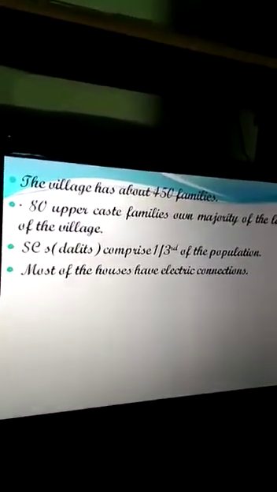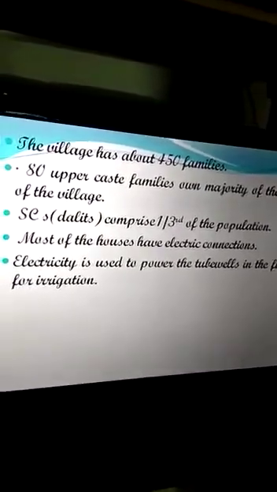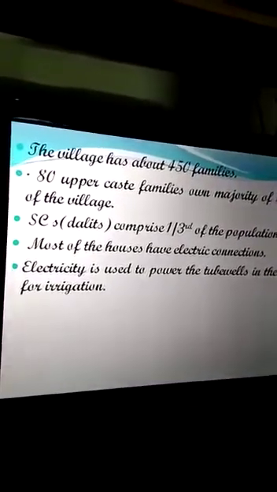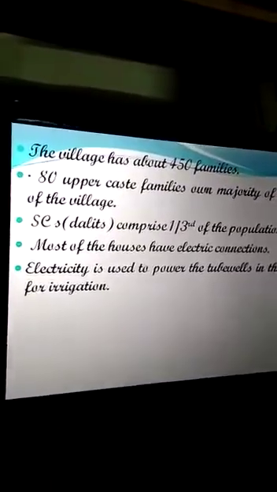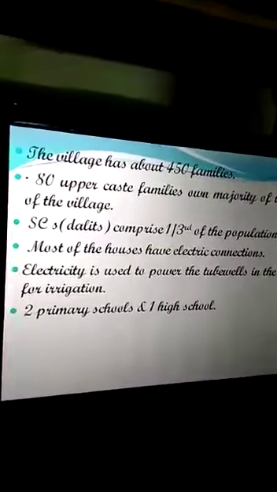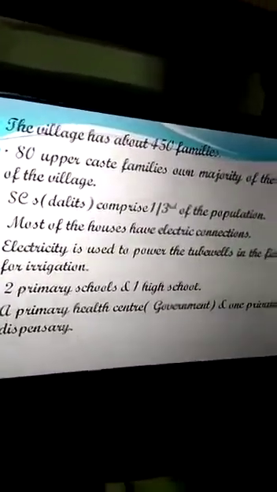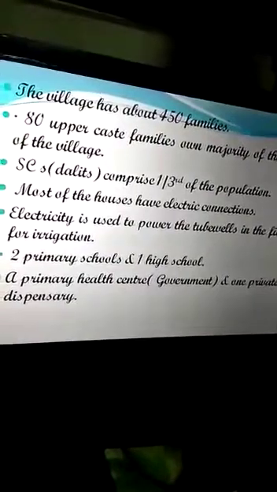See, this is very important here. It is not a primitive village. It is a well-developed village having good electric connections. Electricity is used to power the tubewells in the fields for irrigation. Already I discussed that farming is the main activity, so they use electricity to irrigate the field. Two primary schools and a high school are there, that is about education. A primary health center that is run by the government, and one private dispensary is also there to treat the sick people.